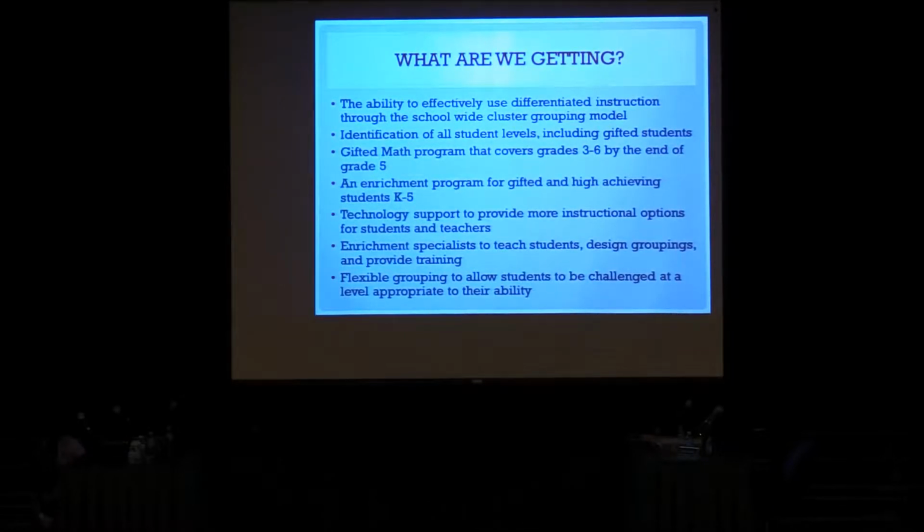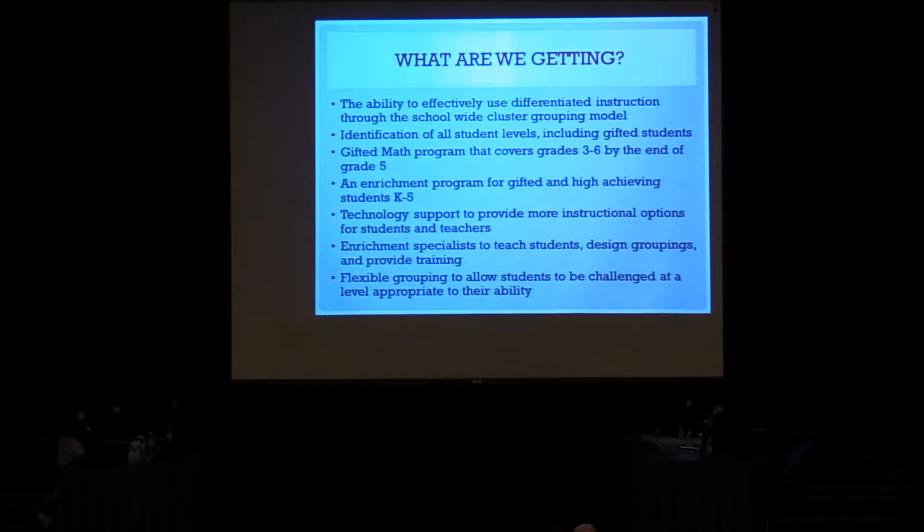A gifted math program that covers grades 3 through 6 by the end of grade 5. Okay, so that's the telescope math curriculum I mentioned. Okay, this is leading us into grade 7. So now, by the end of grade 5, all students have had grade 5. Okay, then they go to grade 6 and they get grade 6. Then they go to algebra for those gifted students. And grade 7 is kind of shoehorned in.